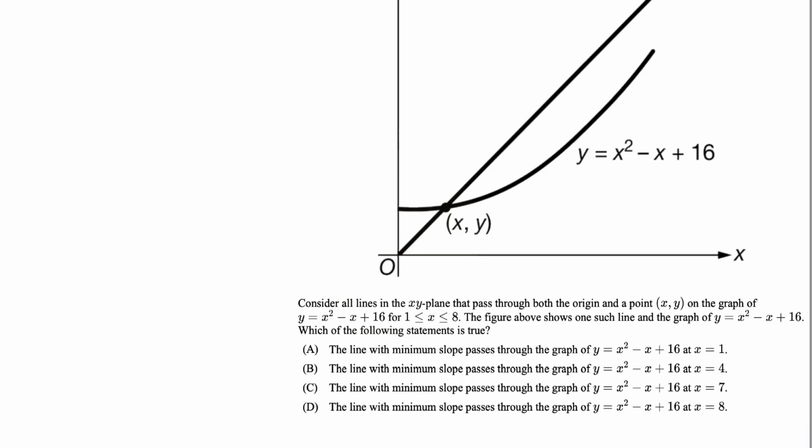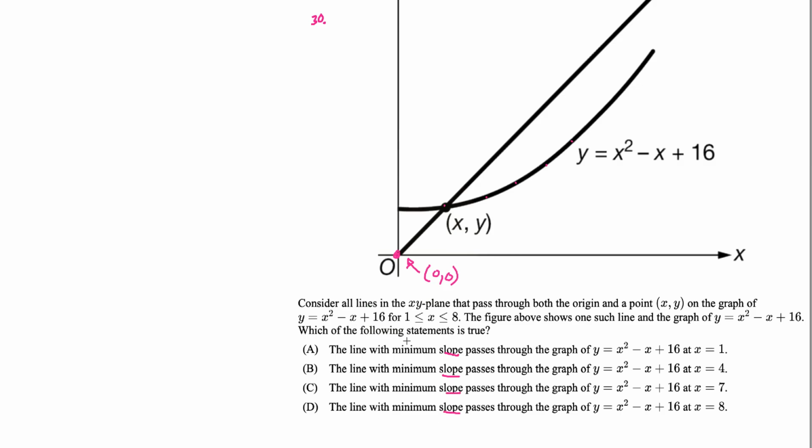In this problem, you have the point 0 comma 0, the origin, and what they're asking is basically about the minimum slope of this line. One point is at the origin, and the other point must lie on the curve given by the equation y equals x squared minus x plus 16. The function we want to minimize here is slope.